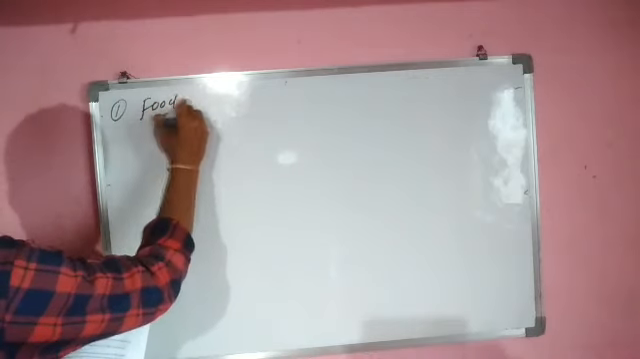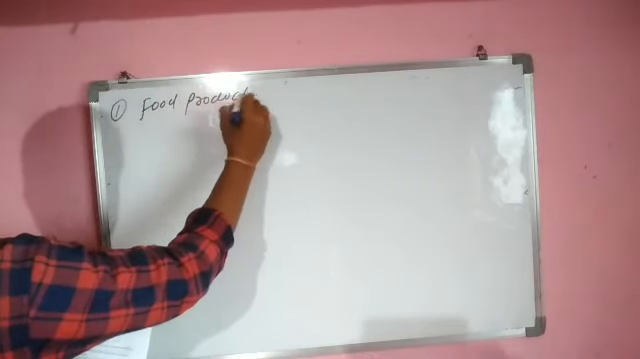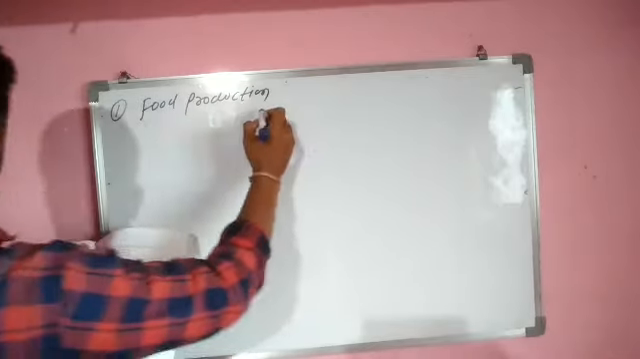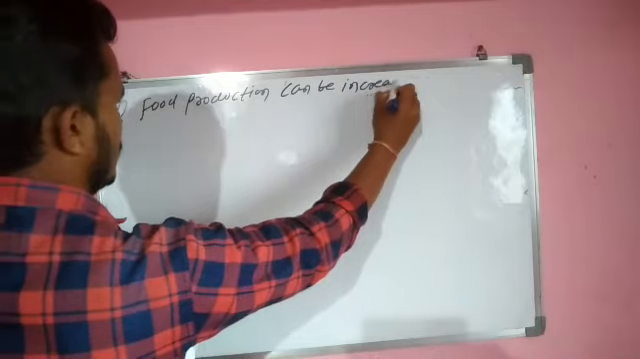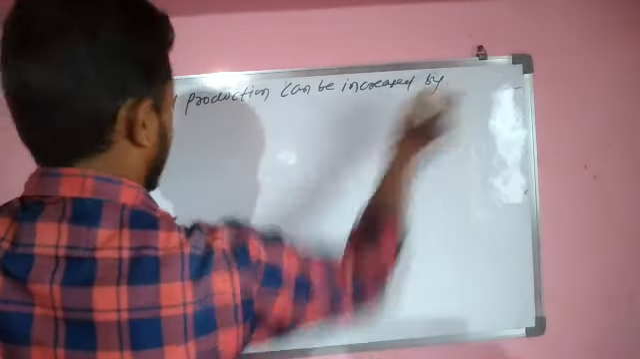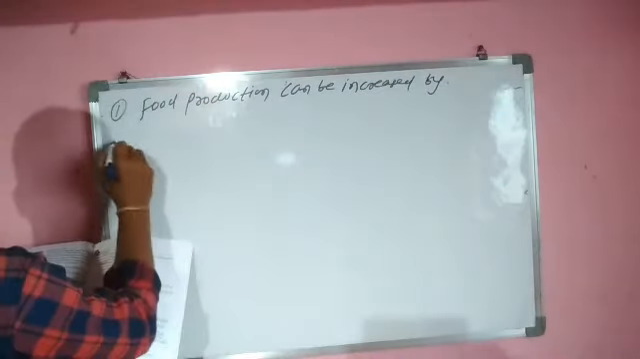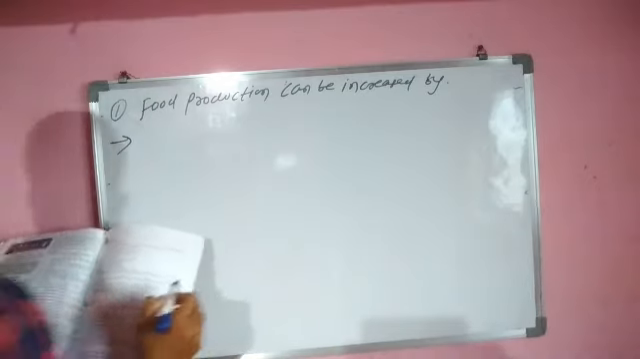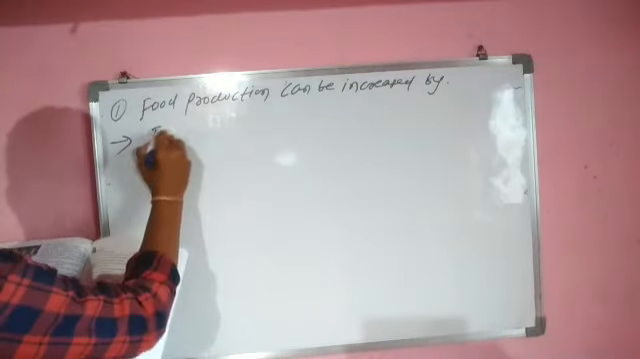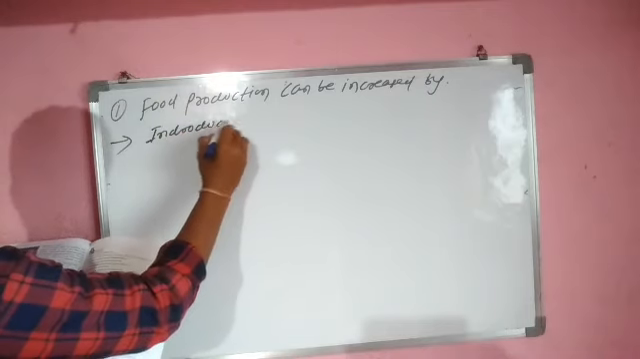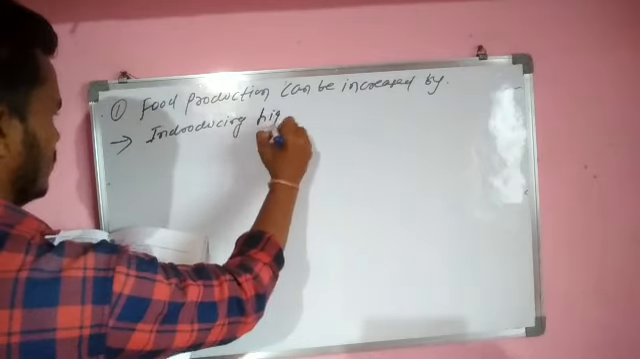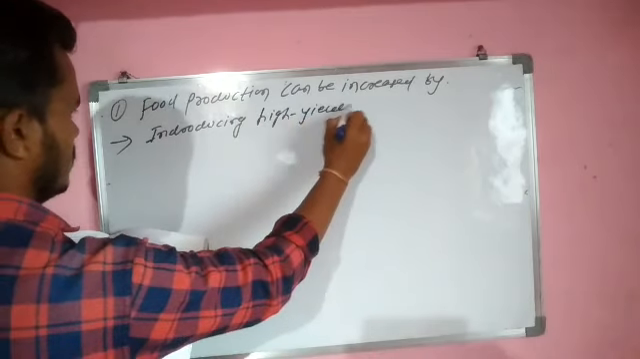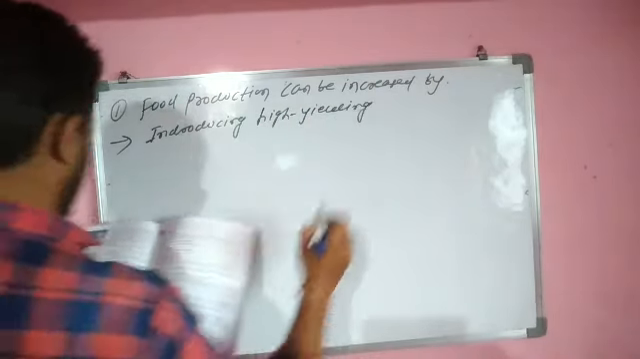Food production can be increased by, first one, introducing high yielding varieties of crops.